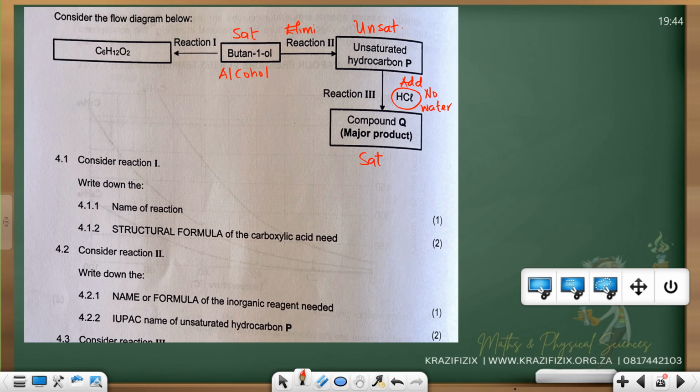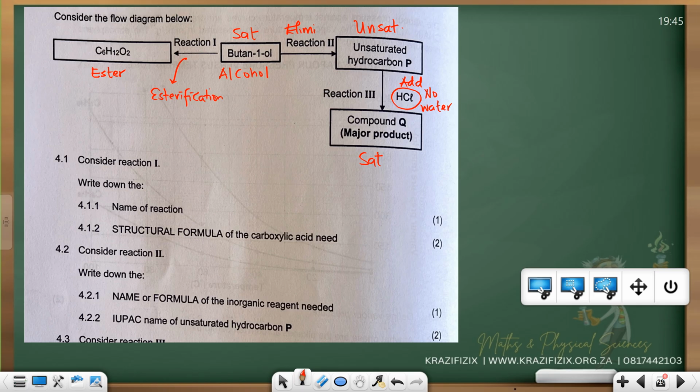So if you want to practice, do what I'm doing. You will see that you have answered all the questions. Oh, sweet. This one, can I conclude that it's an ester? Because I have an alcohol. So what should reaction 1 be? Esterification. Beautiful.